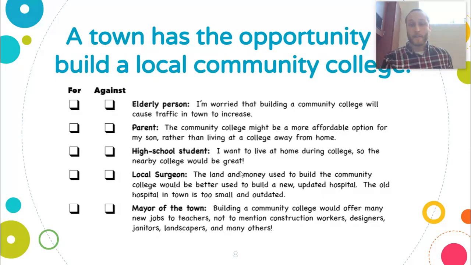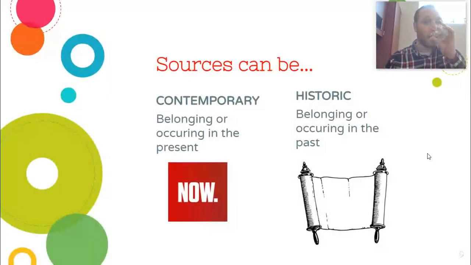So high school students, if they want to live at home, this would be great for them. A surgeon says the land and money used to build the community college would be better used to build a new updated hospital. So they probably are against it because they want to use that land for something else. And then if you're the mayor of the town, that would obviously bring a lot of new jobs to your area and different things that might bring people in, so you're probably going to be in support of a community college. So you can see here, different people have different perspectives.